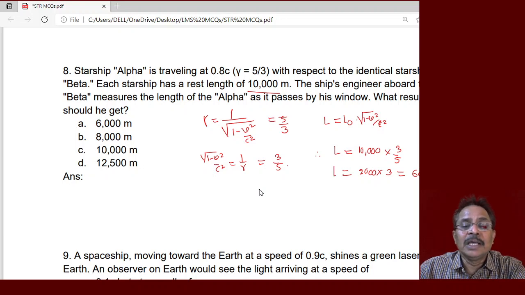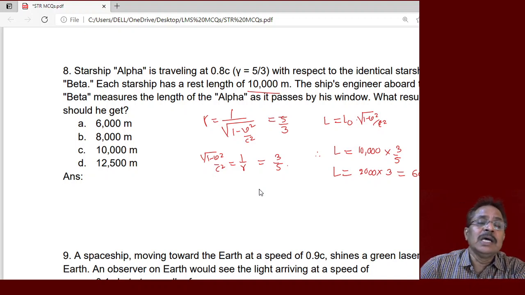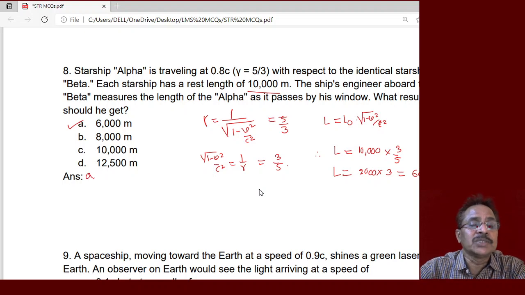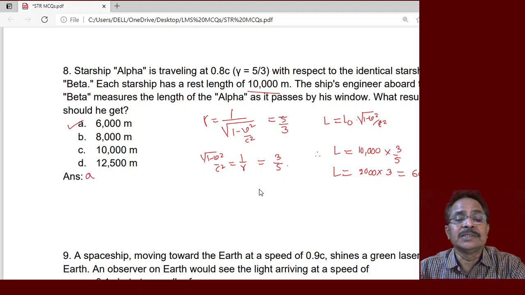So that will be the length of spaceship alpha measured by an observer in spaceship beta, and this length will appear to be shortened. Therefore from 10,000 it appears to be 6000 meters, and therefore the correct option or answer of this question number 8 is A, that is 6000 meters.